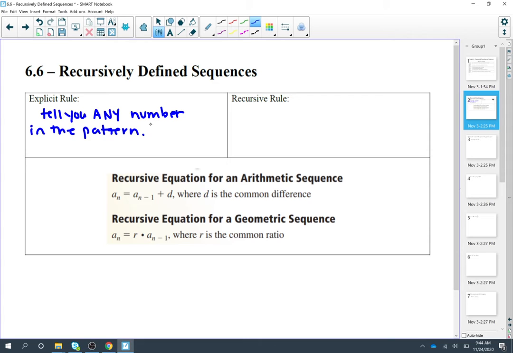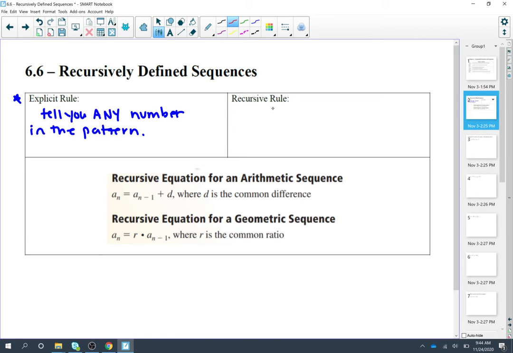Okay, same with geometric. We had a sub n equals a sub 1 times r to the n minus 1. If we wanted the 7th term in the pattern, you substituted in 7, and it would give you the 7th term. This is the rule we typically use because it tells you any number you want.